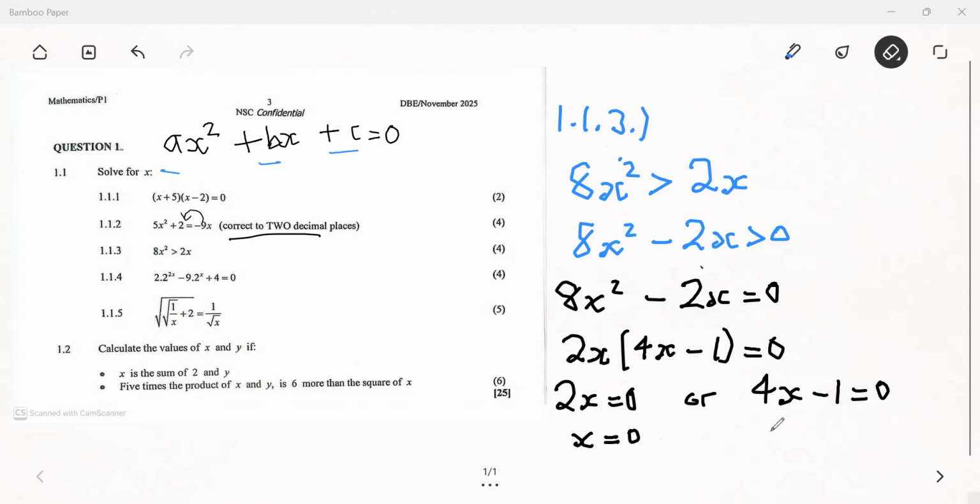This pen looks a lot better, by the way. And then I get x is equal to 1 over 4. Those are the critical values.